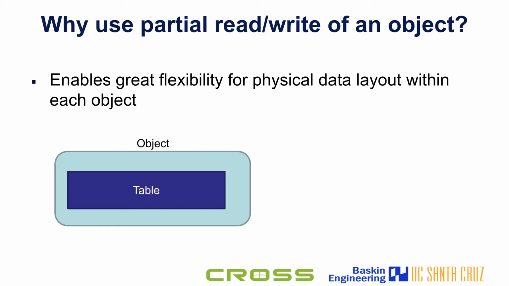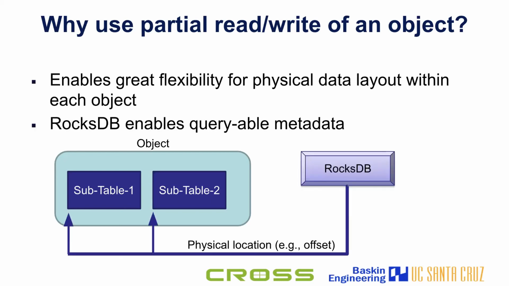If you have a table as an object, you might want to split it into subtables. Why might you want to do that? Well, you might want to read part of that table, or if you have an index that says all the data you need is in this part of the subtable. The subtable could be sets of rows, or it could be sets of columns, so maybe column 1 and column 2, or maybe row group 1 and row group 2. All these kinds of things are possible when you can write to partial objects.